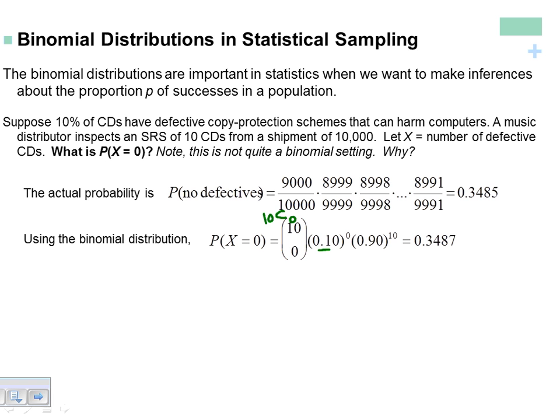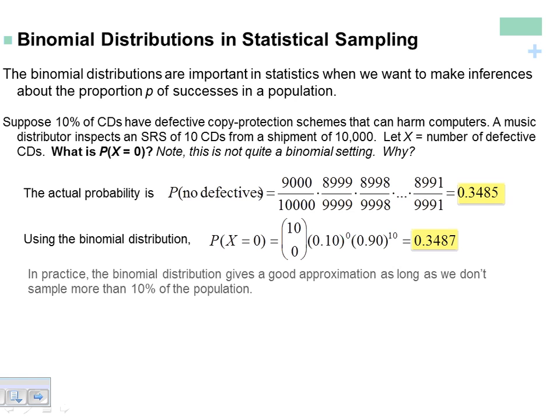Or what did it say? 10% of the students have defective, so the probability of defective, and then times the probability that it's not. Okay, so 10% it told us, and then 1 minus 10% would be 0.9. And we approximate it to be 0.3487. So we're very close to the actual probability. So this will give us a good approximation using this binomial distribution.